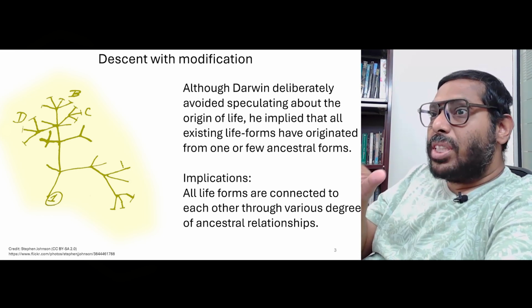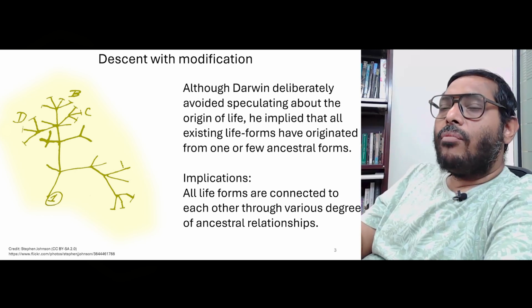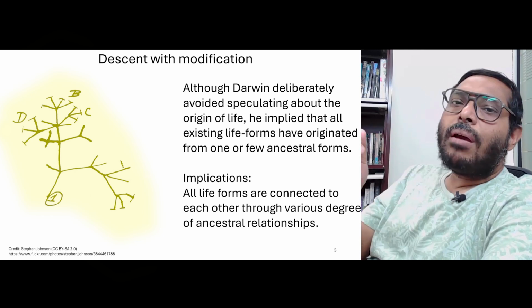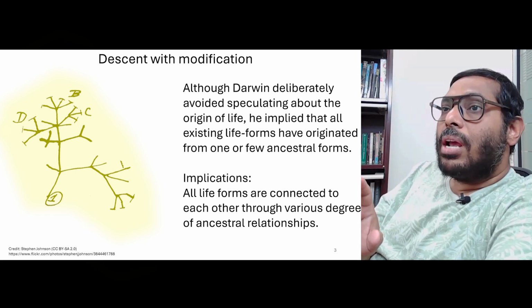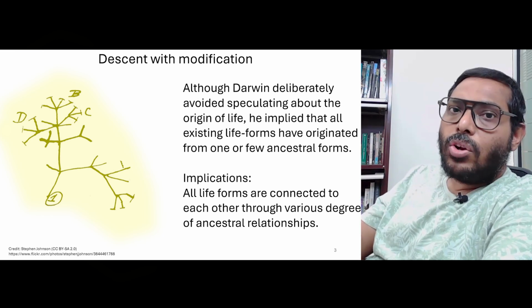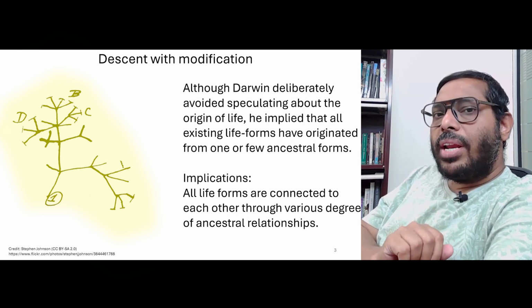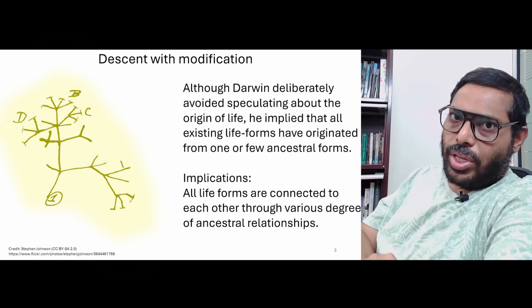Not only the species which are existing, but all the species which have gone extinct were also produced by the same mechanism. You do not need to posit different mechanisms for the creation of the entire biodiversity or for the creation of species. Now, note how this is very different from what Lamarck was trying to say.